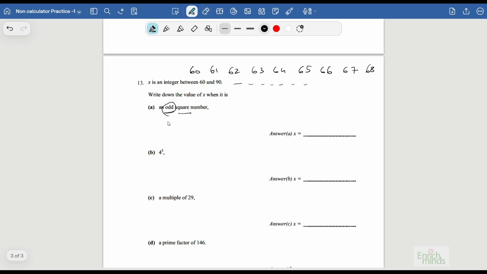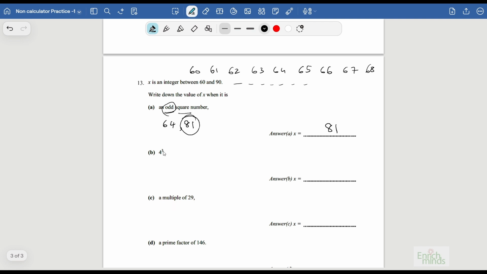So for this question, the square numbers between 60 and 90: 8 eights is 64. What is the next square number? Well, 64 is not odd. So the other square number between 60 and 90 is 9 nines, which is 81, right? And we see 81 is between 60 and 90, and it is an odd number as well. So this is our answer.